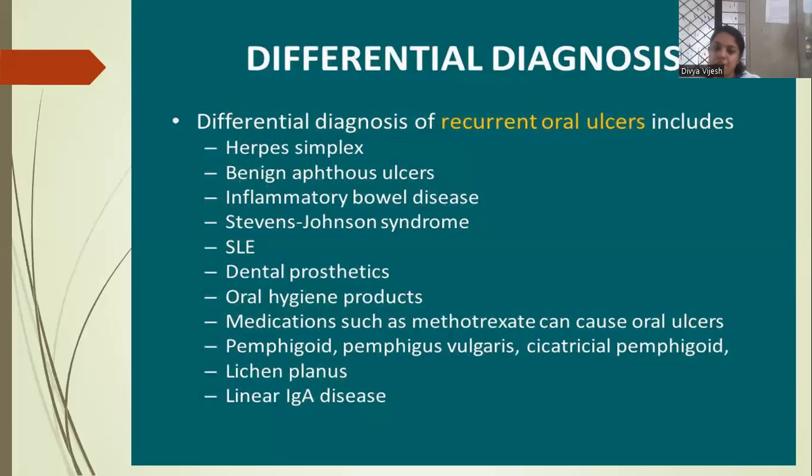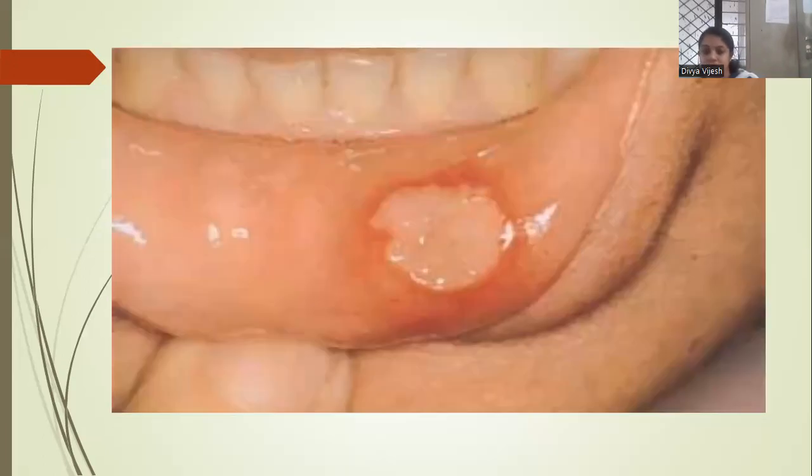Coming to the differential diagnosis of recurrent oral ulcers, when you are asking about episodes and whether there is recurrence, you have to think of herpes simplex, benign aphthous ulcers, Stevens-Johnson syndrome, systemic lupus erythematosus, or dental procedures. Some patients are allergic to oral hygiene products, and medications such as methotrexate can be a cause. Pemphigoid, pemphigus vulgaris, and lichen planus also show some recurrence of oral ulcers.